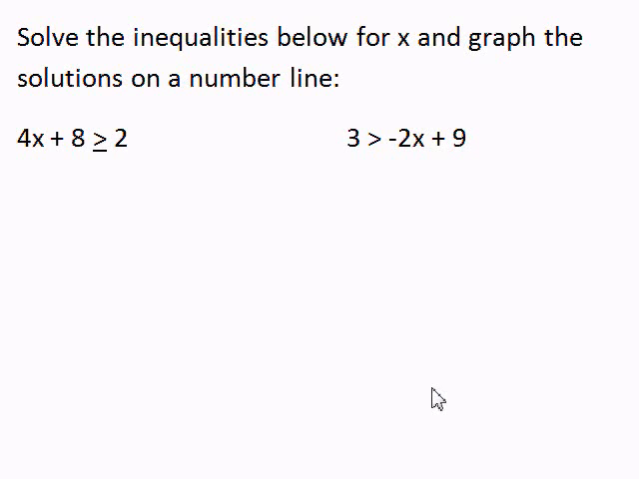So to get us started, I've got a couple of linear inequalities for us to solve. Now, if you already know how to do these, please go ahead and try to work them on your own. Press pause and press play when you're ready to see the answer. If not, let's take a look.